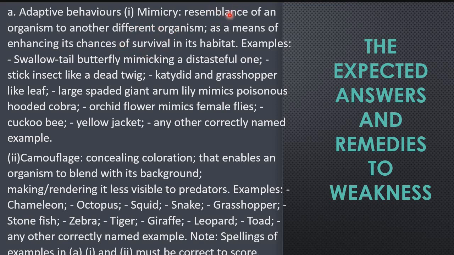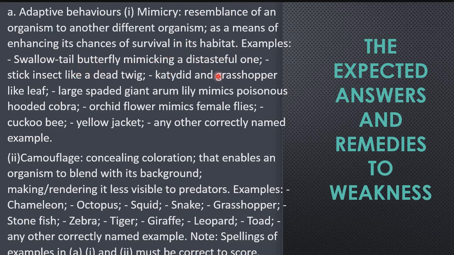If you get only this, you get half of the mark. So your full explanation of mimicry should be able to incorporate this and this together for you to get your full mark. So you will have some examples.